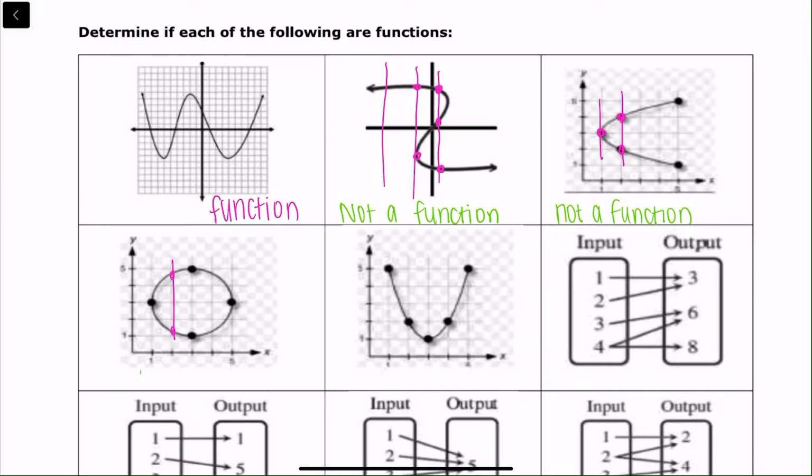So this one is not a function. And last but not least, at every place that I draw a line, it only hits one time. Since it only hits one time at each place, this one will be a function.